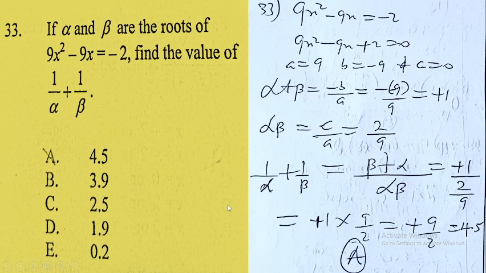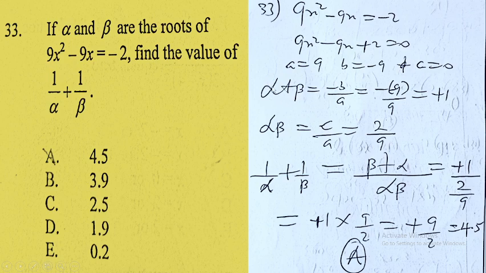Then question number 33 is on sum and product of roots of a quadratic equation. So if alpha and beta are the roots of 9x squared minus 9x equals minus 2, find the value of 1 over alpha plus 1 over beta. So if you rewrite the quadratic equation properly, we have 9x squared minus 9x plus 2 equals 0 rather, where 9 here is our A, minus 9 is our B, then C is equal to 2.